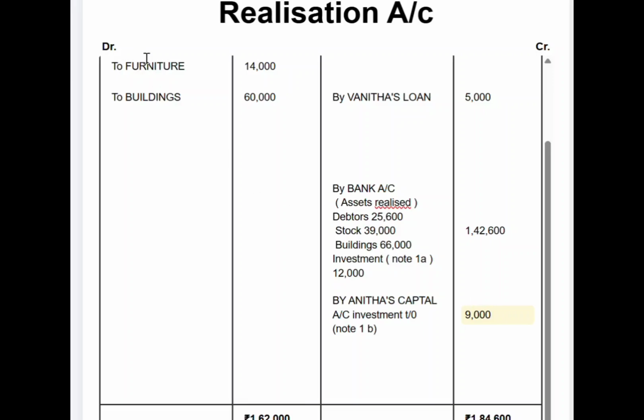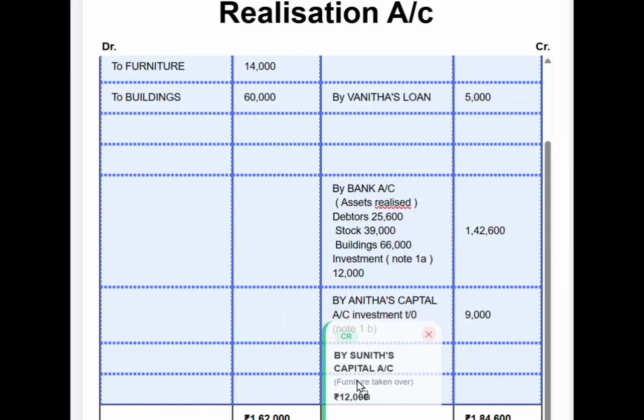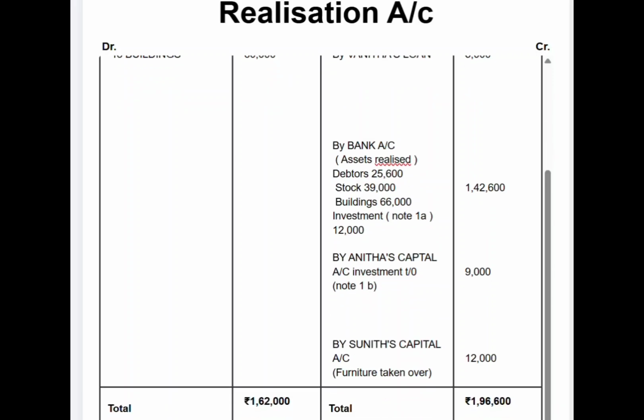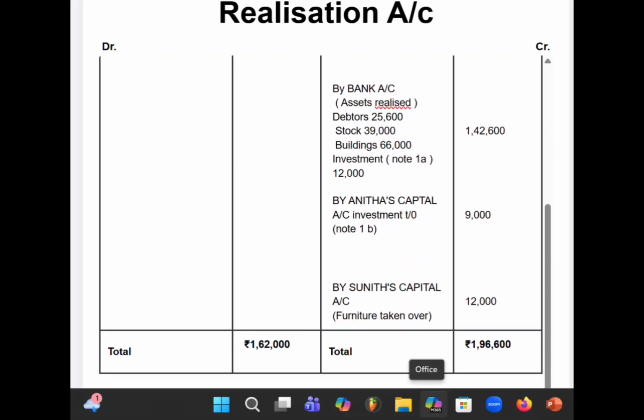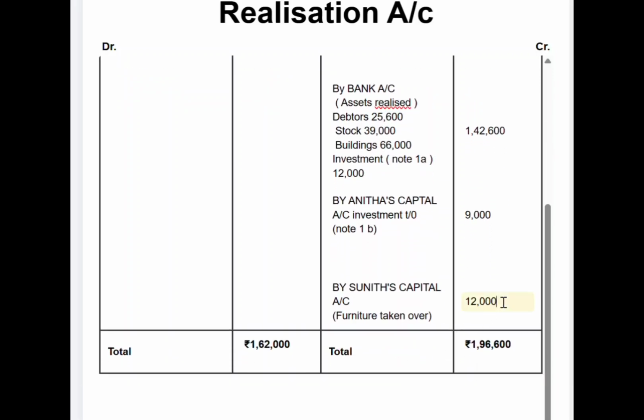Now if you see on all the assets, one more asset is not being realized. That is, one more asset that is not realized is furniture. So this furniture is taken over by Sunita. So which should be transferred to Sunita's capital account as by Sunita's capital account, furniture taken over rupees 12,000. So now all the assets are realized and some assets are being taken over by the partners.